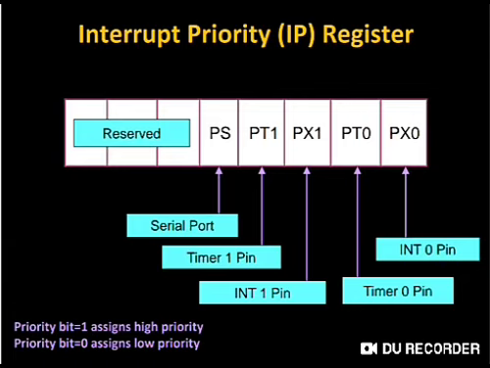By setting any of these, for example, if you want serial communication, which has the last priority, to be in the first priority, you set PS here as 1, and the rest of the priorities you can leave, because they will follow the default table. Serial communication then gets the first priority, so the priority will now change. This way we can alter the interrupt priority in the 8051 microcontroller.